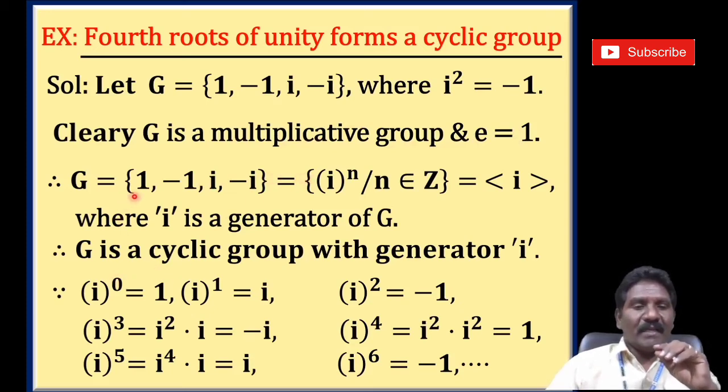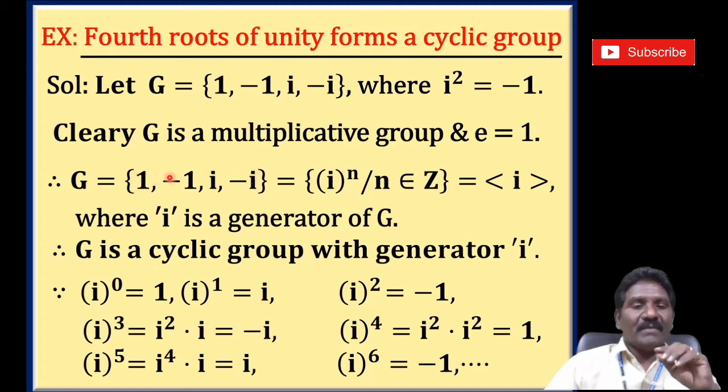Since G contains 4 elements, 1, minus 1, i, minus i, we observe that i power 0 equal to 1. 1 is an element. i power 1 equal to i is also element in G. i power 2, that is equal to minus 1. Minus 1 is also an element in G. i cube, that is equal to i square into i, minus 1 into i is minus i. Minus i is also an element of G.